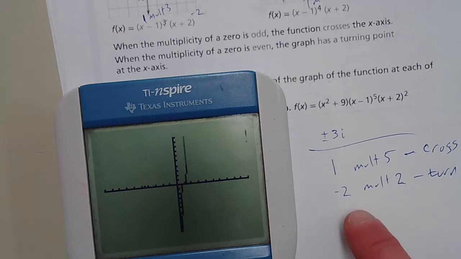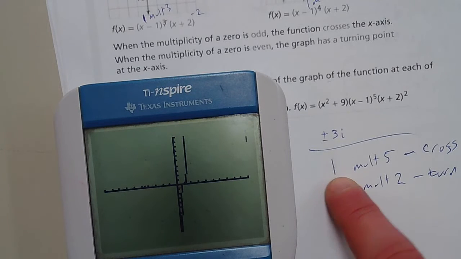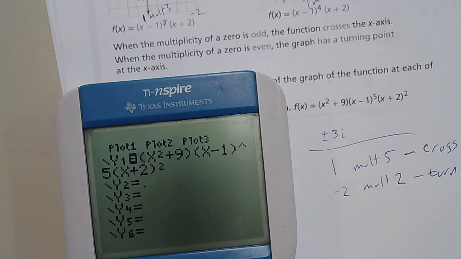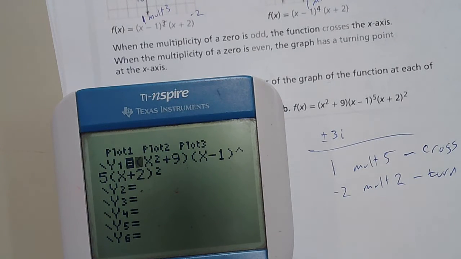So at 1, our graph is definitely crossing. And at -2, I am not seeing what I want to see there. Hold on. Okay, so I did find it on here.